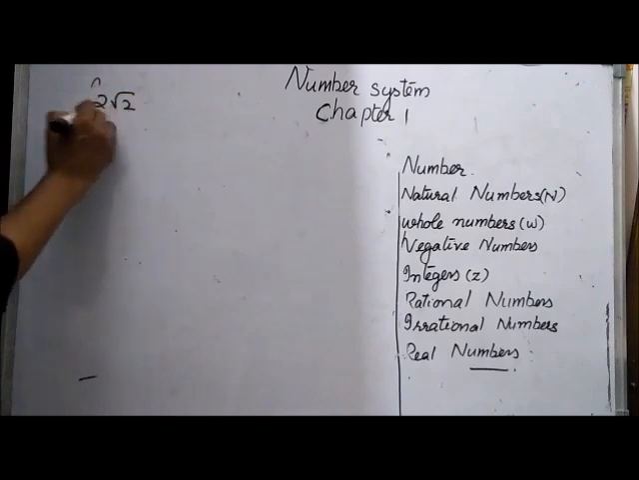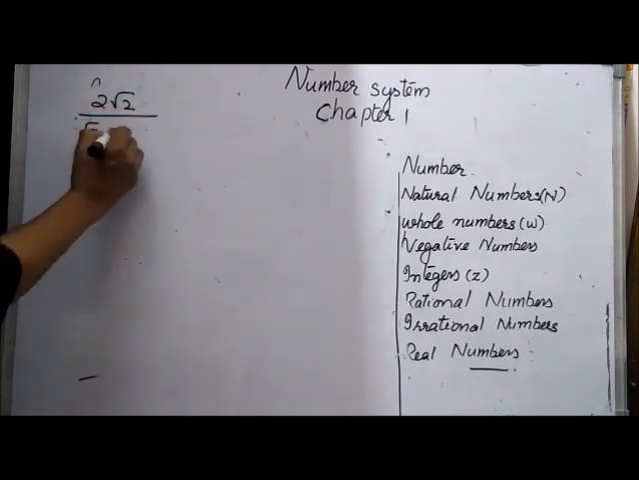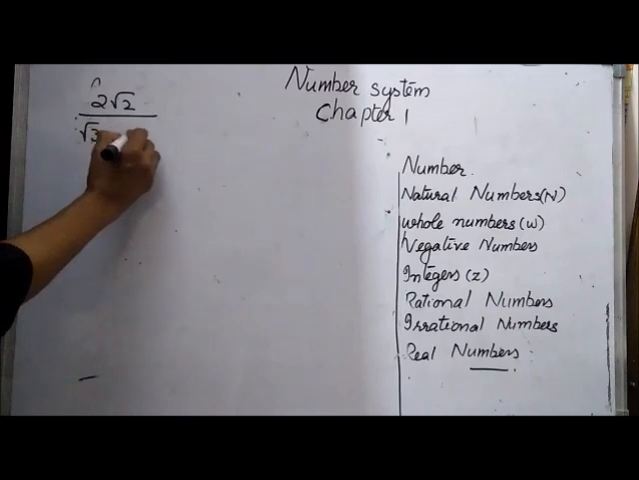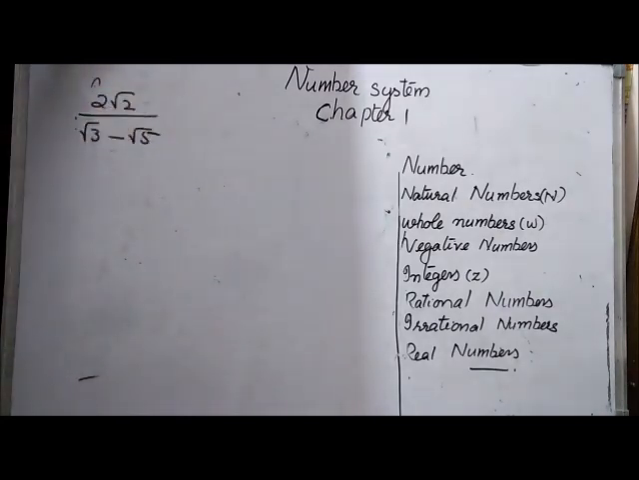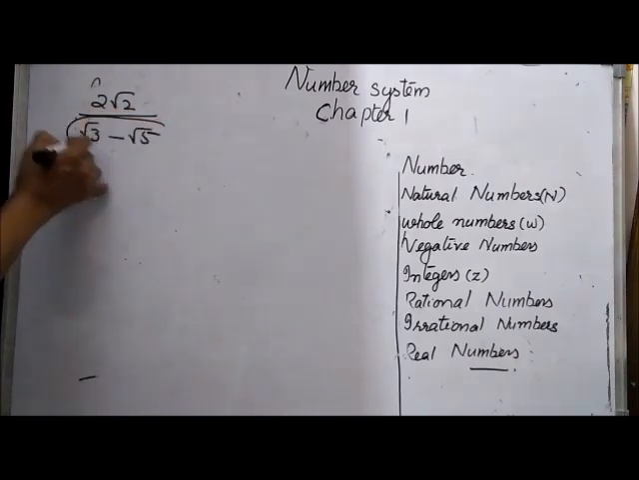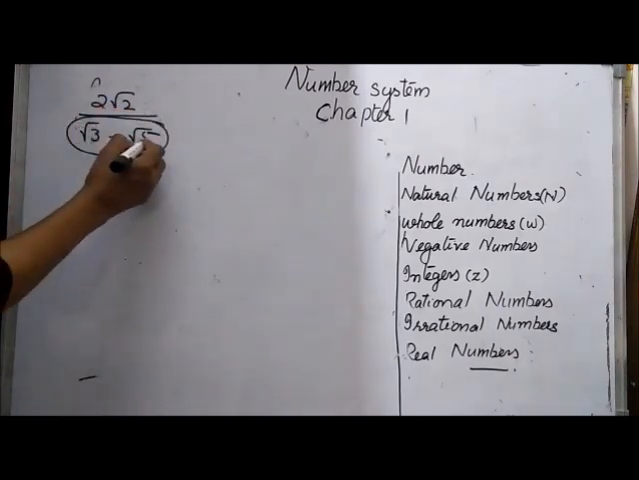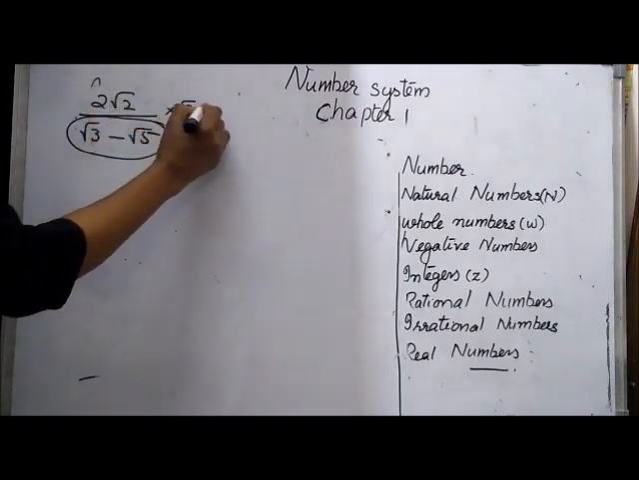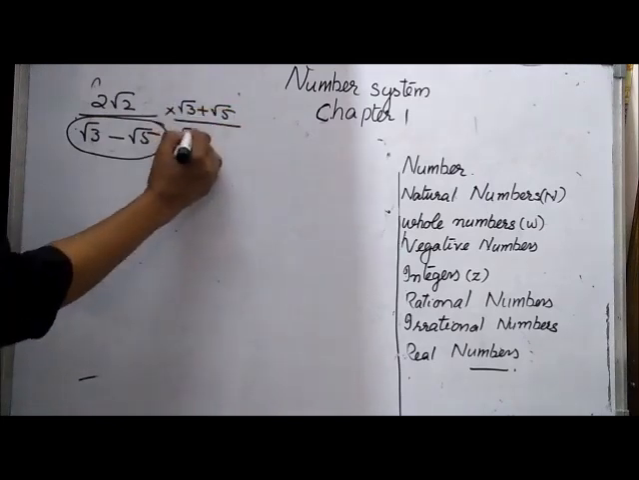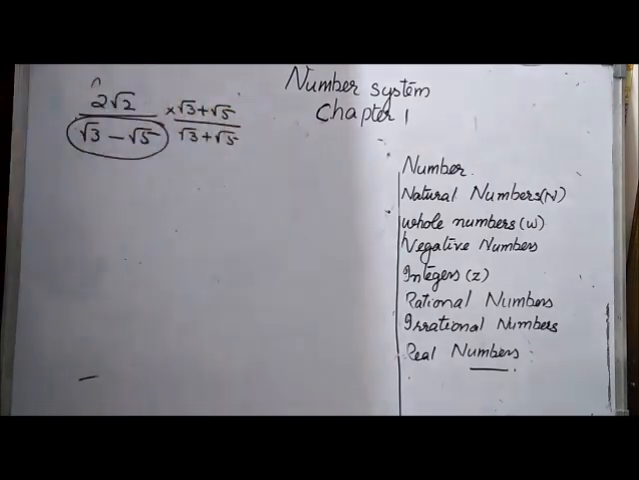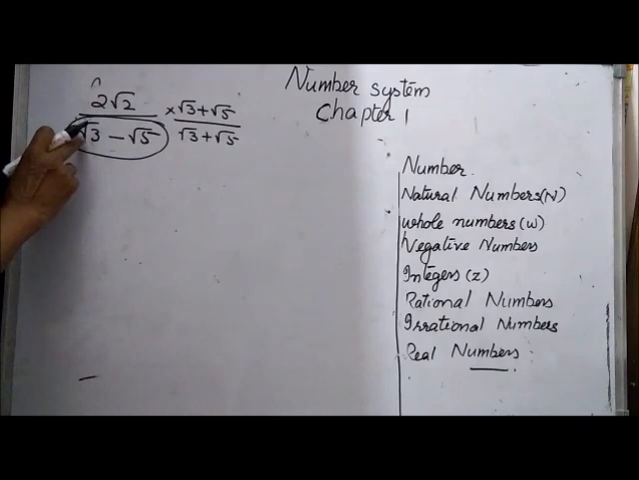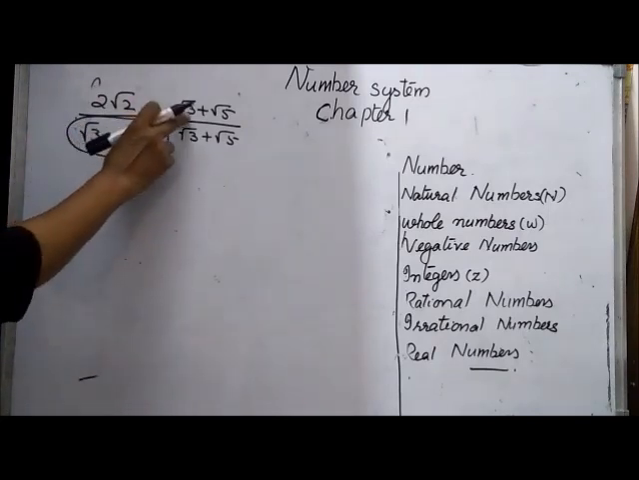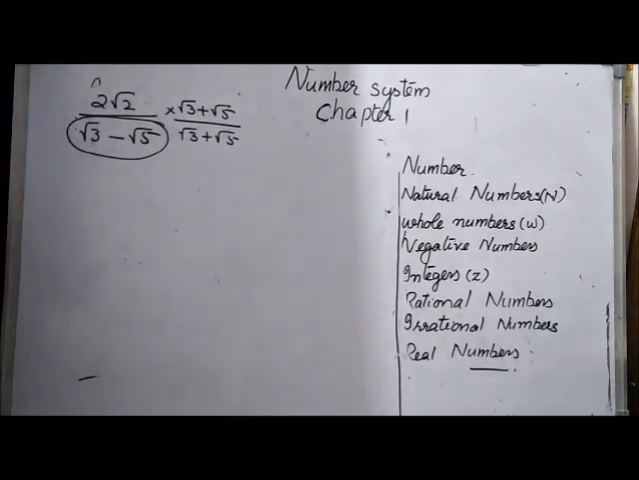2 root 2 divided by root 3 minus root 5. Now, what will we do? We will only check the denominator. Now, it is root 3 minus root 5. So, we multiply the fraction by root 3 plus root 5 divided by root 3 plus root 5. Numerator and denominator are multiplied by the conjugate of the denominator, that is root 3 minus root 5, then its conjugate root 3 plus root 5. So we multiply numerator and denominator by it.